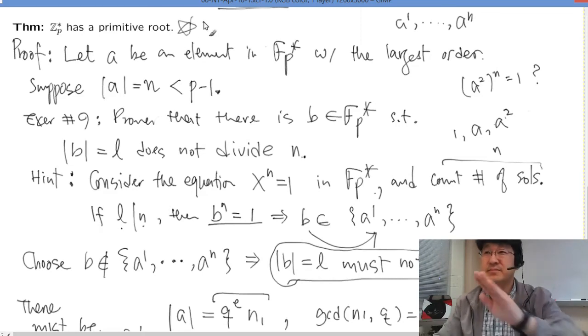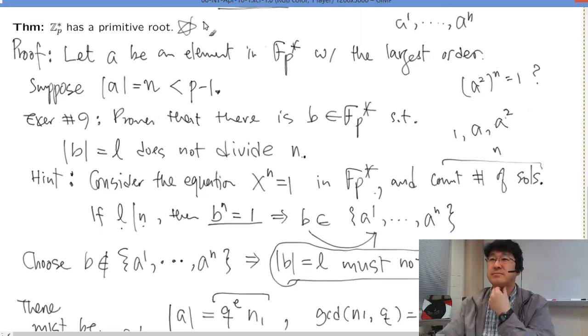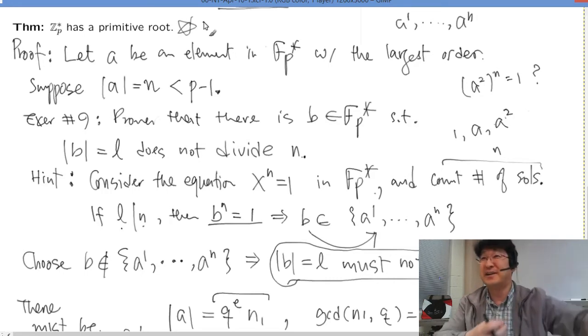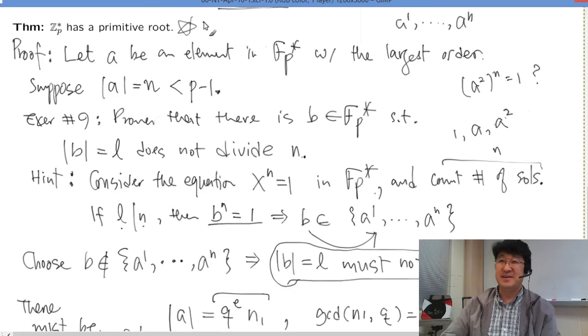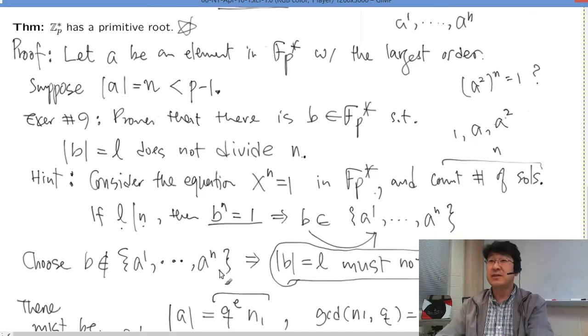Yeah. You don't have b that is outside. That's why. Yeah. If it is equal to p minus 1, then b is outside the set here. It doesn't exist because 1 through p minus 1 is everything. Everything. That's why. Very good.